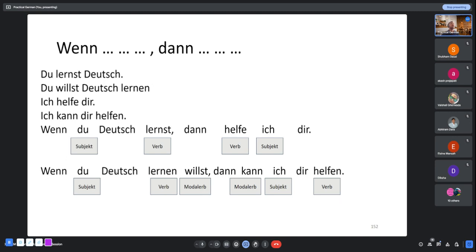So we will now learn to say conditional statements in German. Wenn blah blah blah, dann blah blah blah. Before we do that, let us look at four sentences. For example, du lernst Deutsch. Du willst Deutsch lernen. Ich helfe dir.